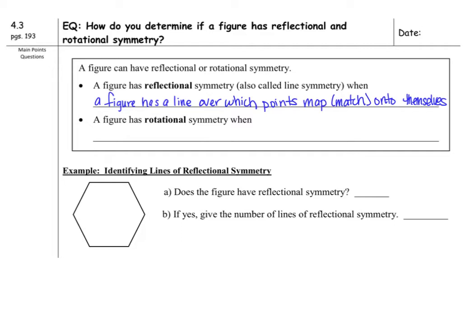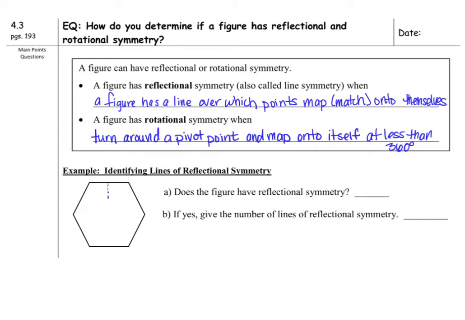Let's take a look at rotational symmetry. So a figure has rotational symmetry when a figure can turn around a pivot point and map onto itself at less than 360 degrees. So let's look at this example and let's draw some lines of reflectional symmetry. So this shape is a hexagon because it has 6 sides, and we want to see if there's any places where we can fold it in half and it would map onto each other.